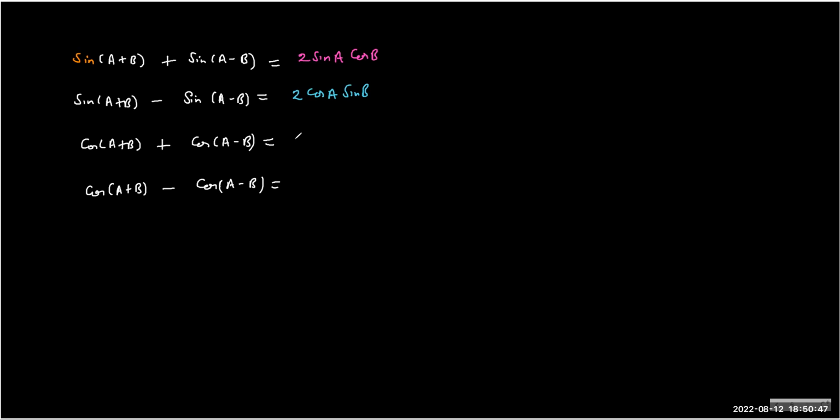Okay, Tanish, you can tell. Just a second, sir. Okay, Rugved, you can tell me the last one. 2 cos A cos B. The last one. This one. 2 sin A sin B. Yeah, 2 sin A sin B.